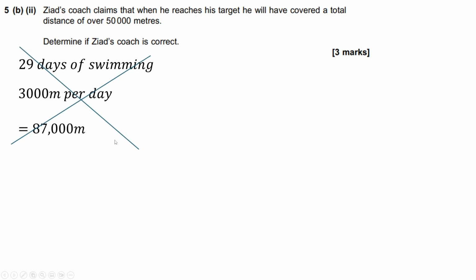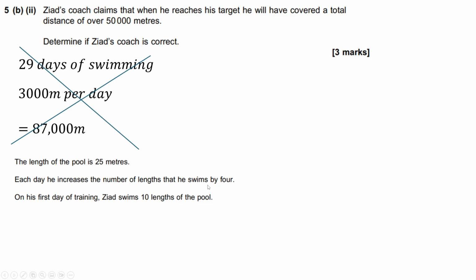But this is wrong, because the amount of meters he swims each day isn't constant. It's going to increase each time, because each day he increases it by 4 lengths, as it says here. So on the first day he's going to swim 10 lengths. 10 lengths is 10 times 25 to get the number of meters. That's 250 meters. And then day 2 he's going to increase the lengths by 4, so that's going to be 14 lengths. 14 times 25 is 350 meters. And if you carry on like this, you'll get this.